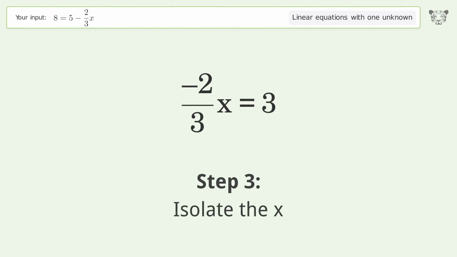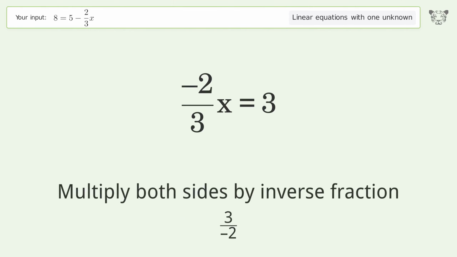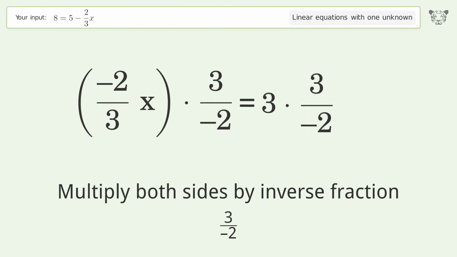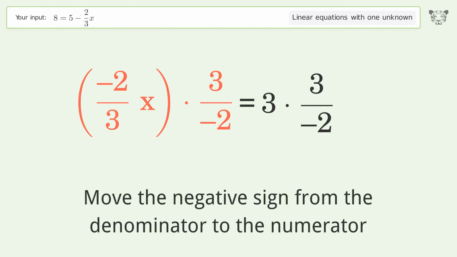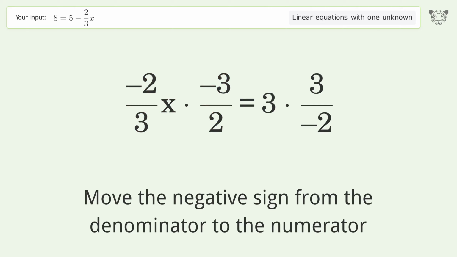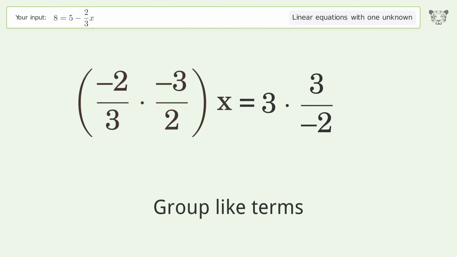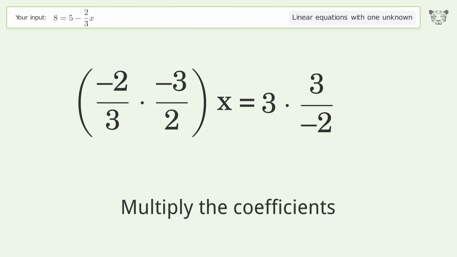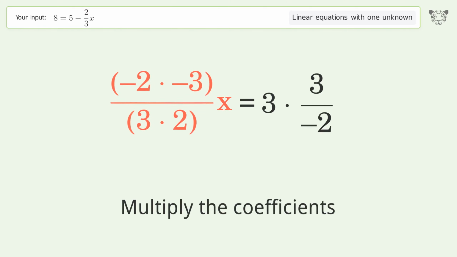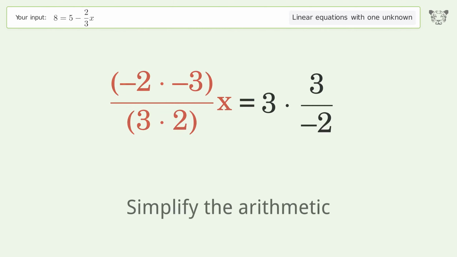Isolate the x. Multiply both sides by the inverse fraction 3/2. Move the negative sign from the denominator to the numerator. Group like terms. Multiply the coefficients. Simplify the arithmetic.